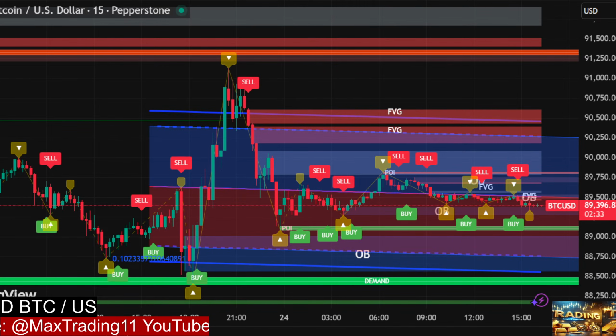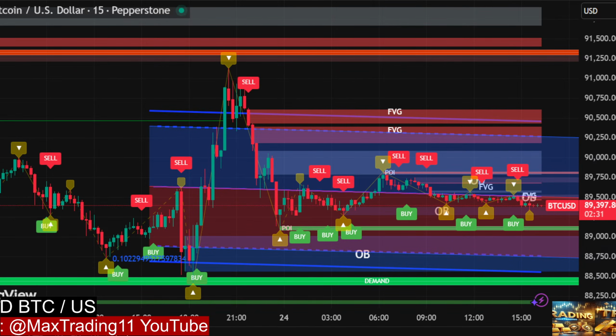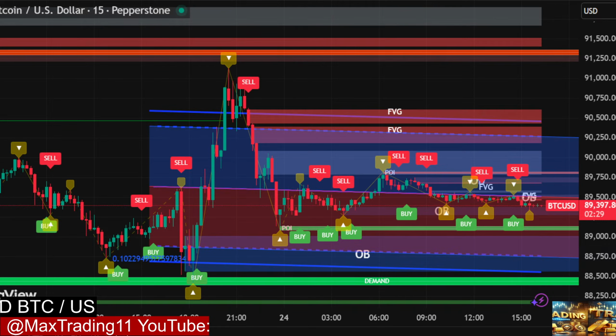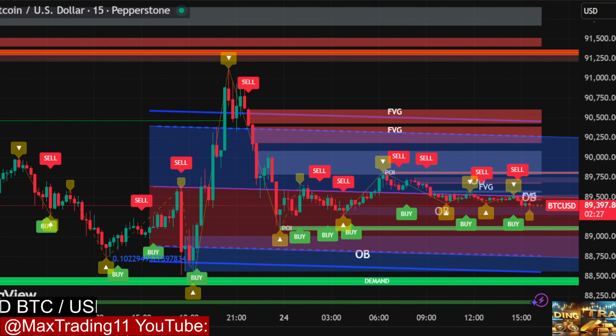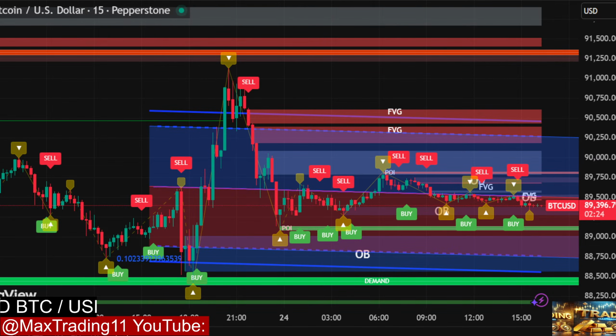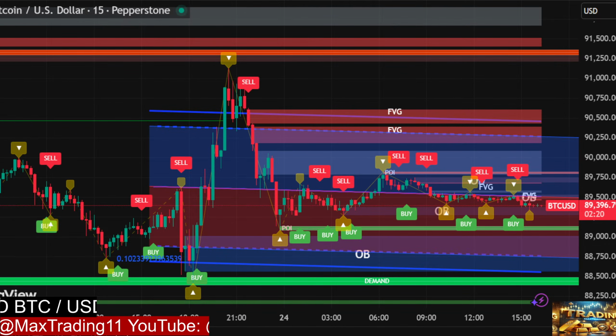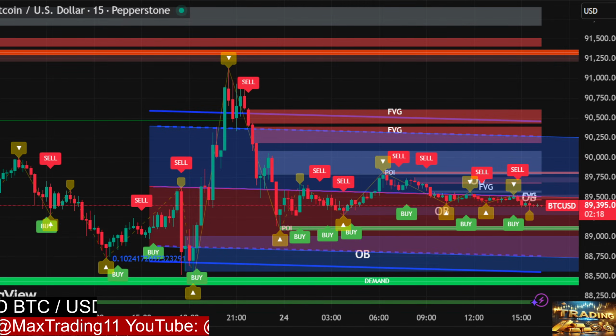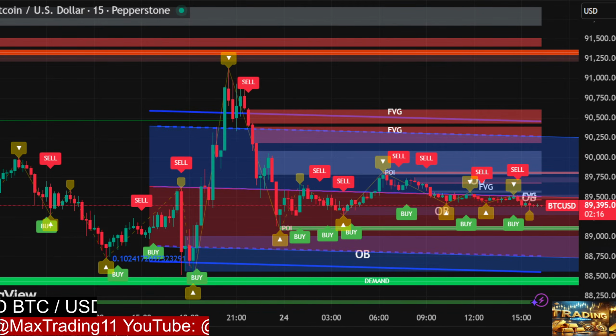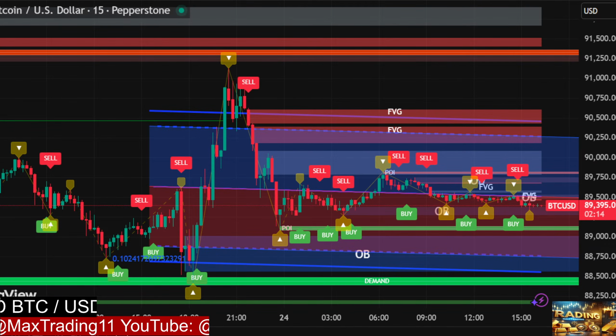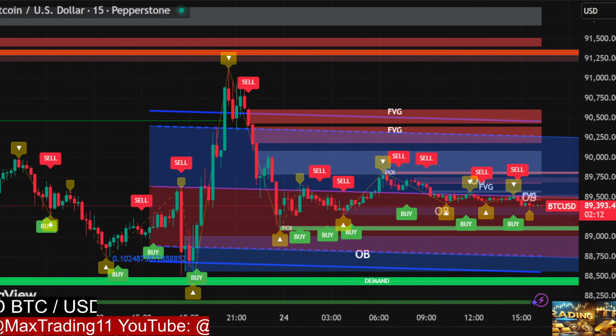Scenario D. Discussing targets and risk. For this potential long trade, the initial logical target would be the channel's midline. If momentum is strong, the secondary target would be the upper boundary of the channel. A stop loss should be placed strategically below the recent swing low and the channel's lower band to give the trade room to breathe while protecting our capital.